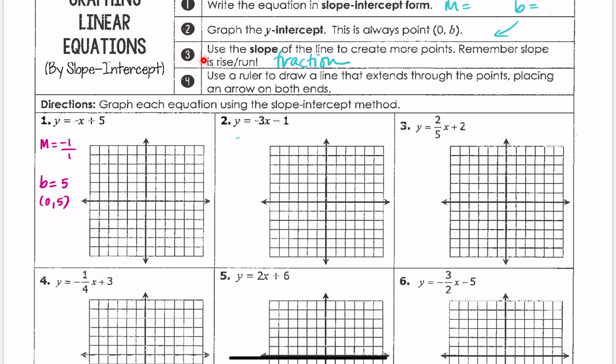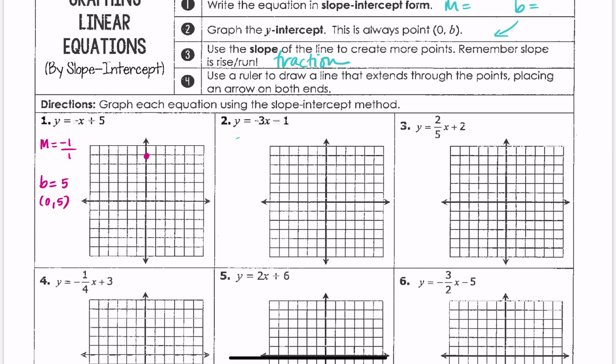It's these two steps that are really, really important, step 2 and step 3. You're going to graph your y-intercept first. So this is going to go on there first. So (0, 5) is 1, 2, 3, 4, 5 right here. So there's your y-intercept. I just graphed that.